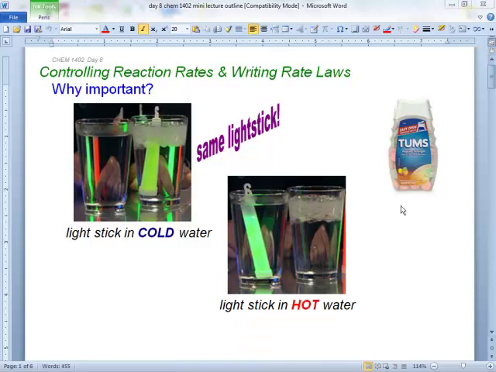Okay. Controlling reaction rates and writing rate laws. Controlling is kind of a strong word. I mean, we can't control nature. We can just get good at predicting it. So we should have changed that to predicting.